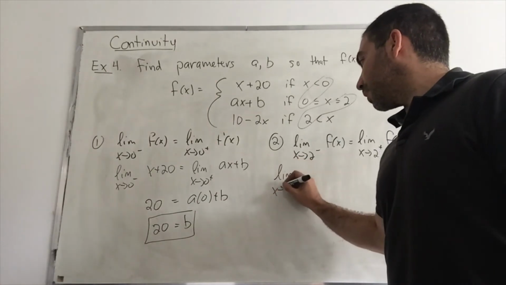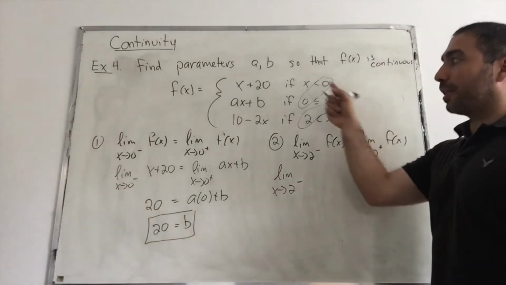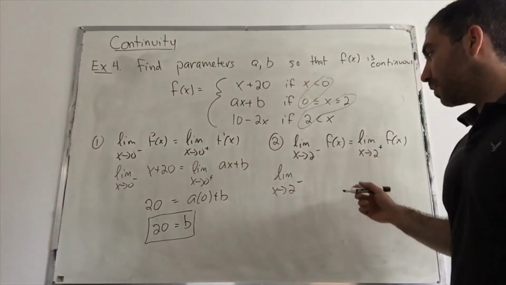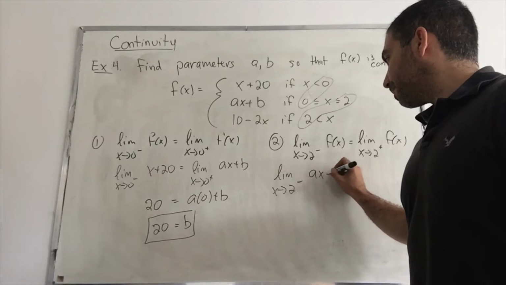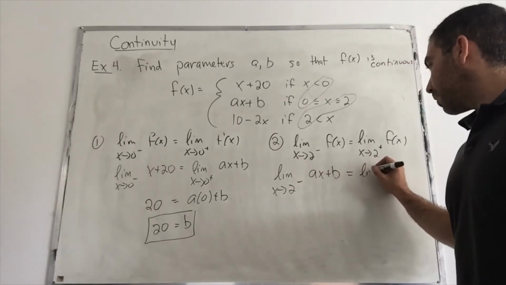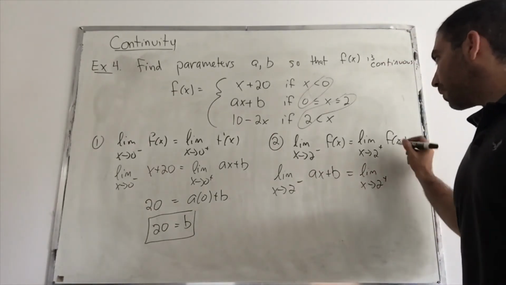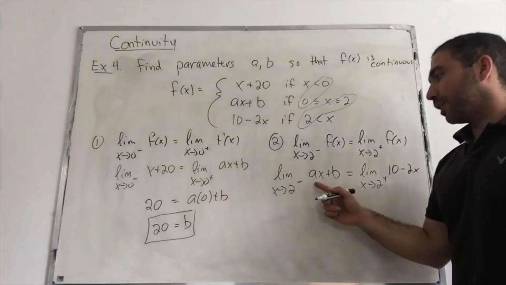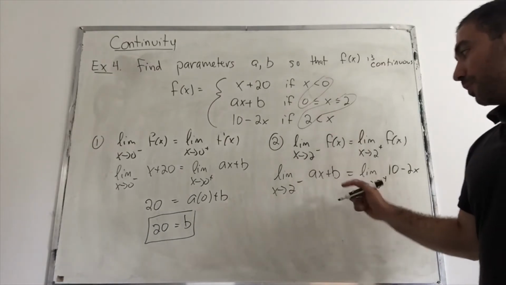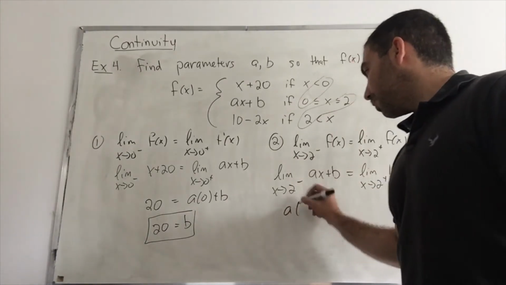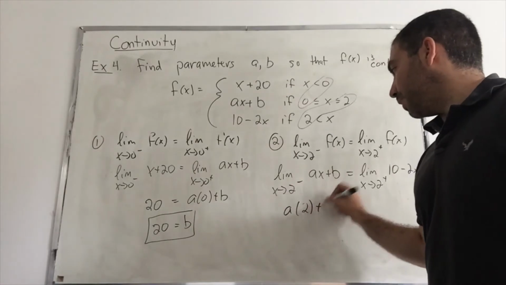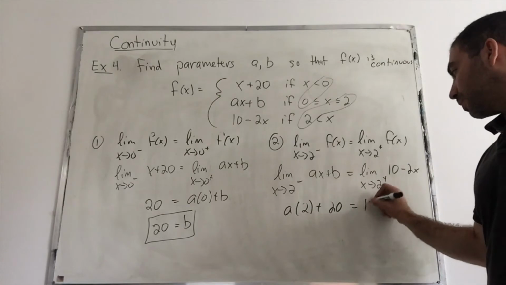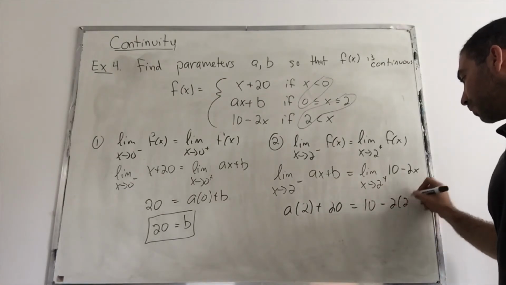Okay, so now I'm not putting a question mark because it's asking us to ensure that this becomes continuous. So this needs to be satisfied in order for the function to be continuous. So ax plus b equals the limit as x approaches 2 from the right, f of x is 10 minus 2x. Here we actually solved for b so we could substitute it. So we get a, replace the x with 2, and b we know from over here is 20, so plus 20. And that's equal to, here we're going to substitute it, 10 minus 2 times 2.